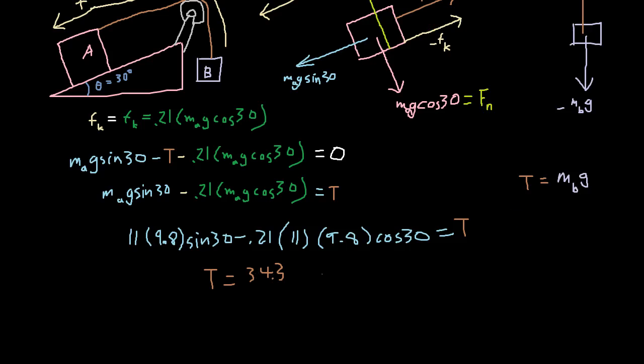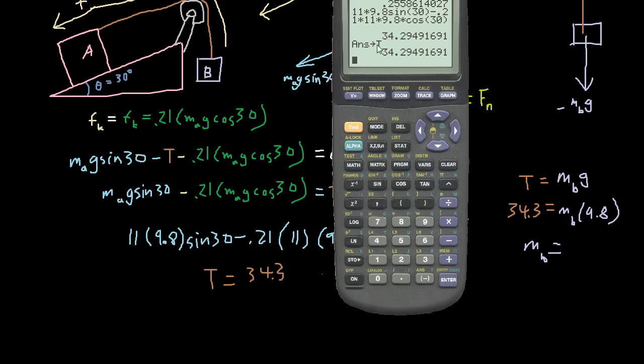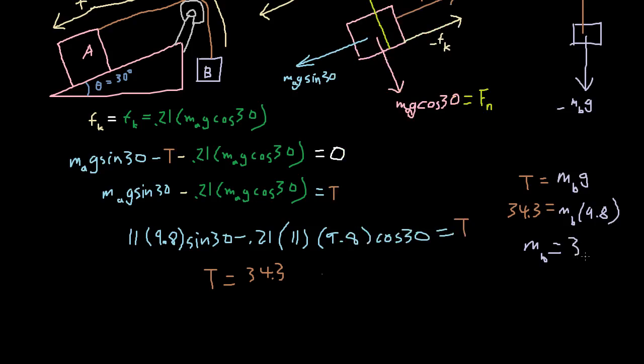So 34.3 is equal to mass of B times 9.8. So the mass of B is 34.3 divided by 9.8. Let's see what we get. We got 3.5 kilograms of mass. Okay, so let's plug this into our WebAssign and see if it's right. We have 3.5, and it is correct.